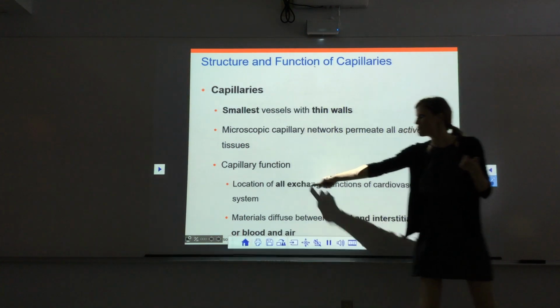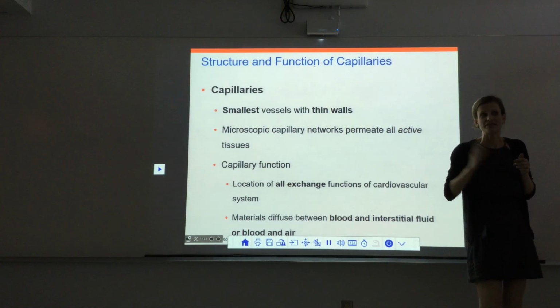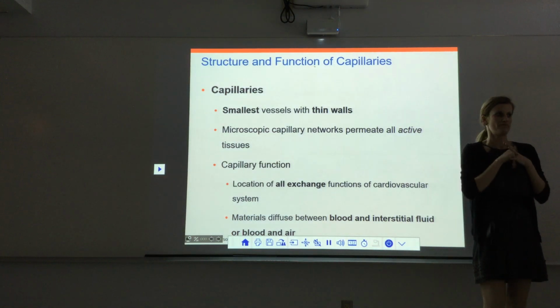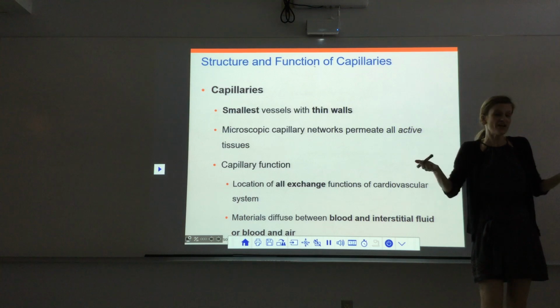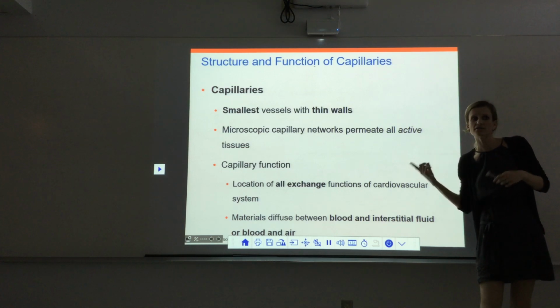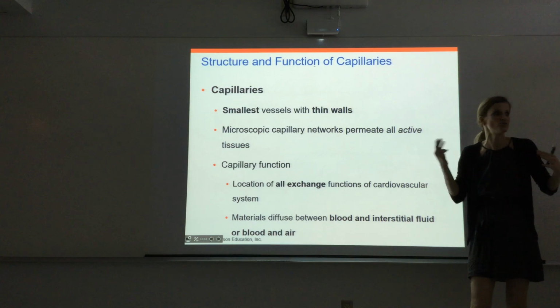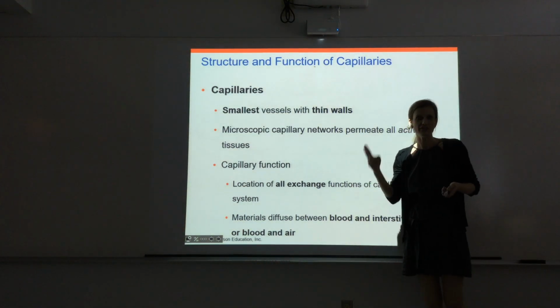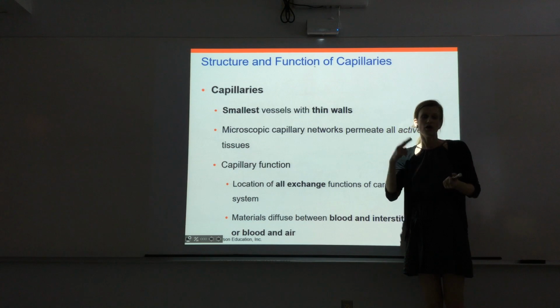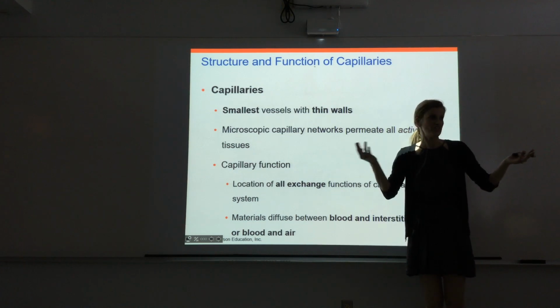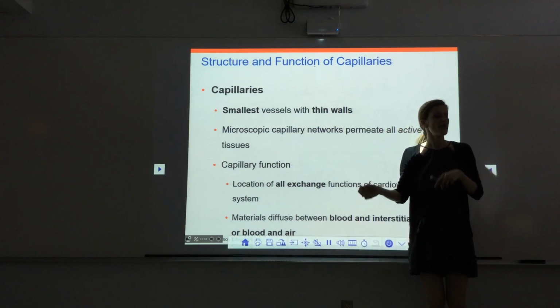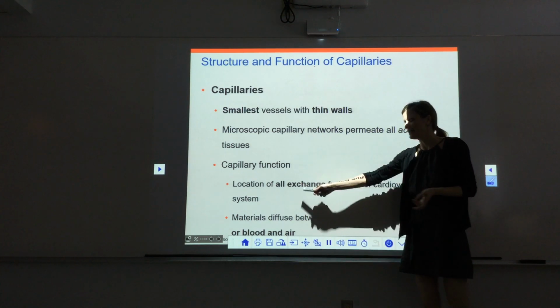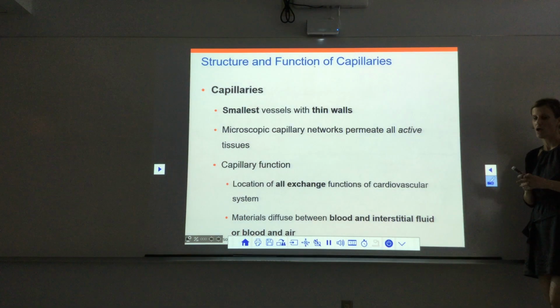Why? Because remember, capillaries are the only place that anything enters and leaves the bloodstream. That's it. So if you're an active cell and you need oxygen and glucose or fatty acids or whatever to be delivered to you, then you need capillaries nearby. Arteries and veins will not do you any good. Arteries and veins are not going to deliver oxygen or carry away CO2. Nothing enters or leaves the bloodstream unless it's via a capillary.